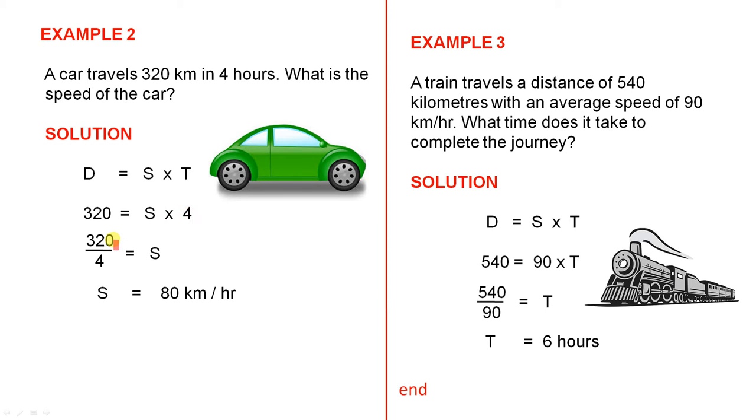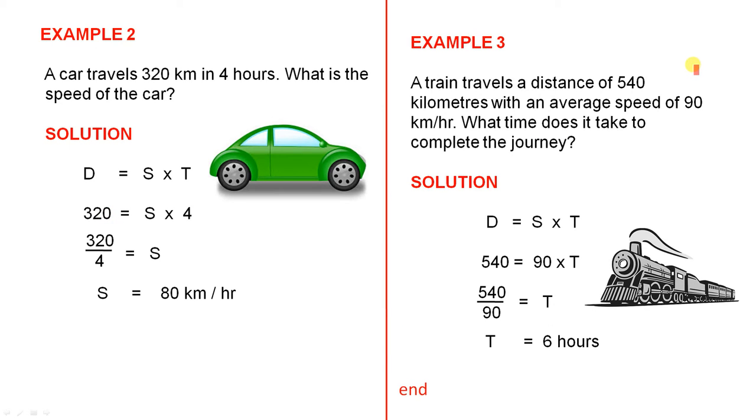So 320 divided by 4 gives us S. And simple division will show us that the speed is 80 kilometers per hour, because 80 times 4 gives us 320.